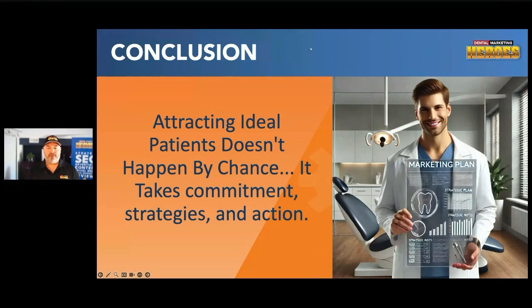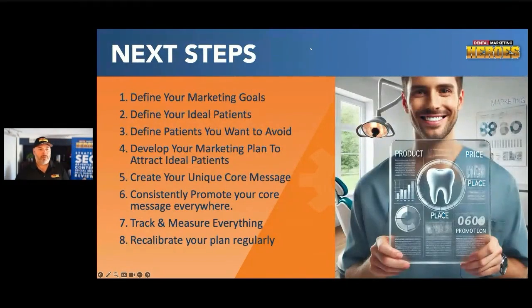Attracting ideal patients doesn't happen by chance, people. It takes commitment, it takes strategy, and it takes action. So what are the next steps for you to move forward? First, you need to define your marketing goals. Then you need to define your ideal patients. Define patients you want to avoid, the bad ones. You need to develop your marketing plan to attract ideal patients. And you need to create your unique core message, consistently promoting your core message everywhere. And you need to track and measure everything. And then you need to recalibrate your plan regularly.